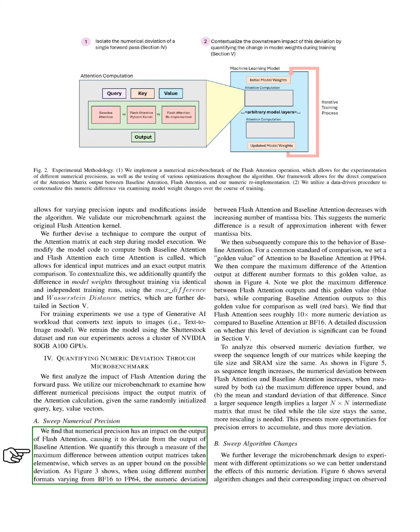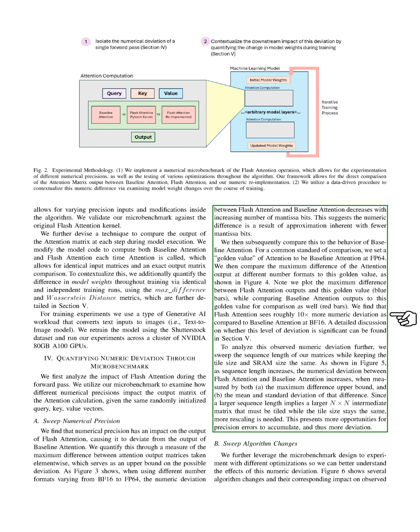Analyzing the impact of flash attention during the forward pass, we find that numerical precision affects the output matrix, causing deviations from baseline attention. The numeric deviation decreases with increasing mantissa bits, indicating approximation errors with fewer bits. Comparing flash attention to baseline attention, we observe roughly 10 times more numeric deviation at BF16. Increasing the sequence length leads to more significant numerical deviation between flash attention and baseline attention due to the need for more rescaling with larger intermediate matrices.